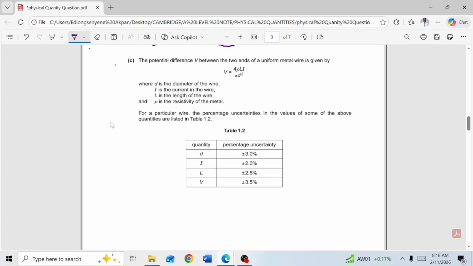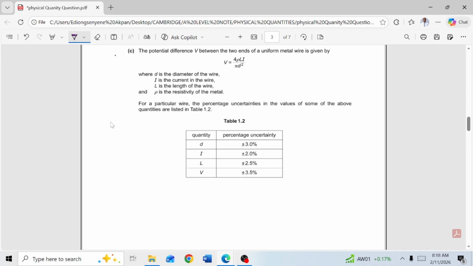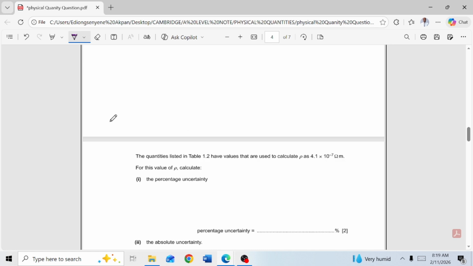The next question. The potential difference V between the two ends of a uniform metal wire is given by V equals 4Li divided by pi d squared. For a particular wire, the percentage uncertainties in the values of some of the above quantities are listed in table 1.2. The quantities listed in table 1.2 are values that are used to calculate density as 4.1 times 10 to the minus 7 ohm meter. For this value of density, calculate the percentage uncertainty.